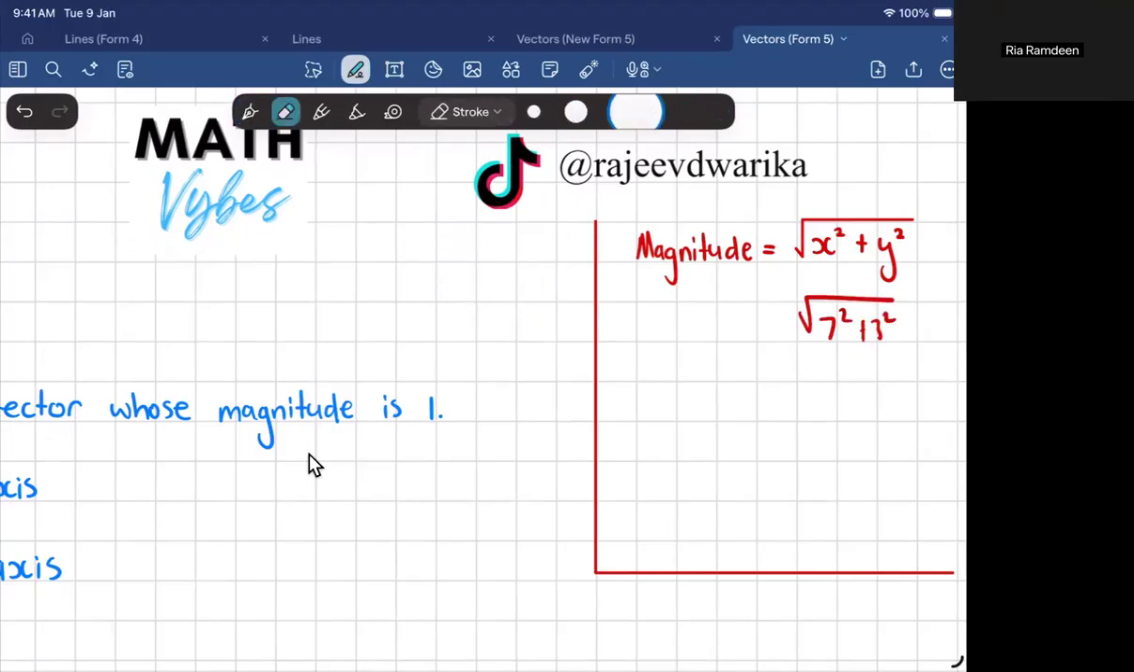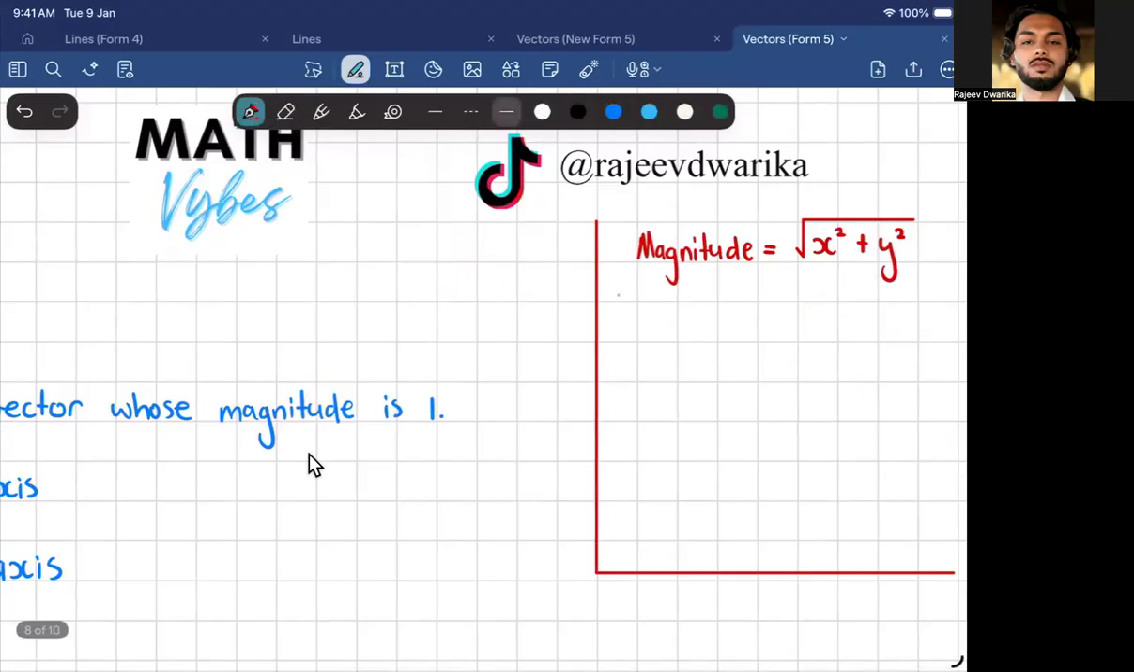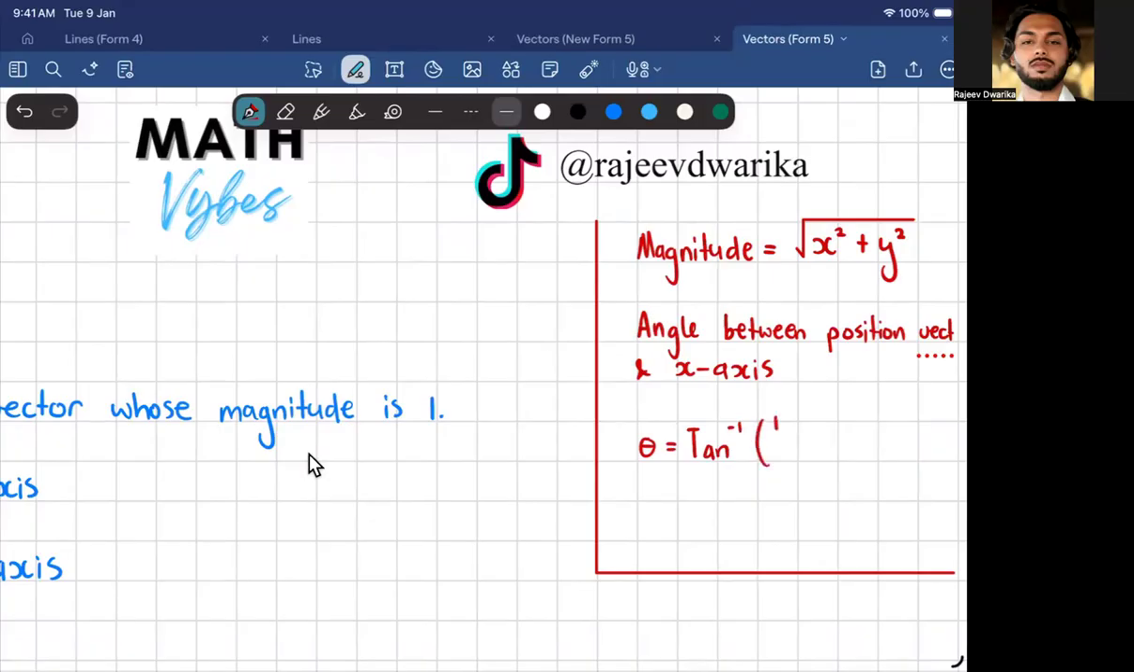And the other thing you need to know is the angle between the position vector and the x-axis. The formula for this was theta is equal to tan inverse of the absolute value of y all over the absolute value of x. These were the two formulas you had to remember.